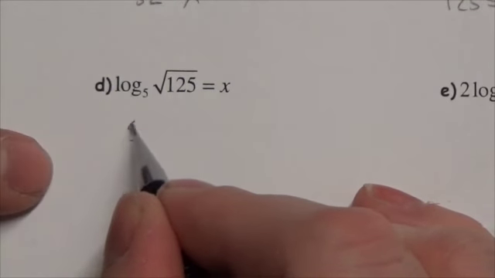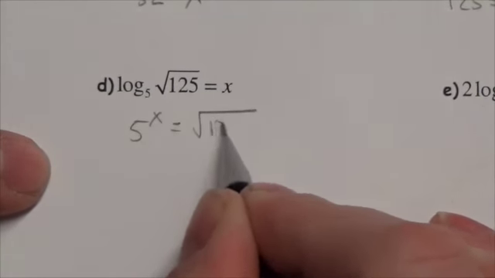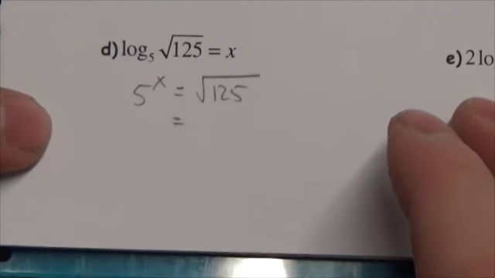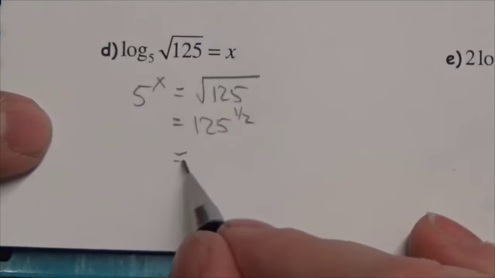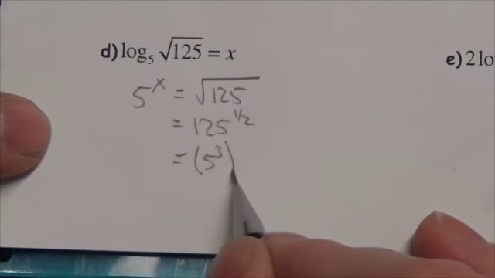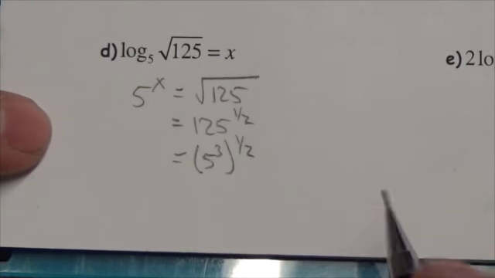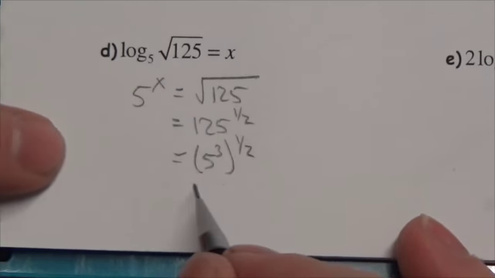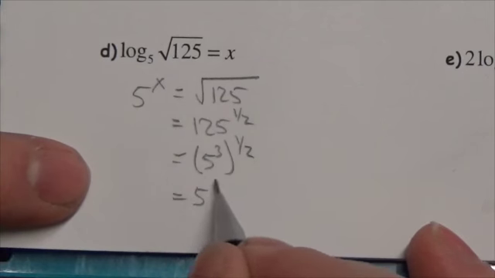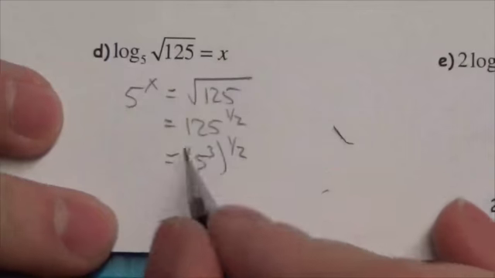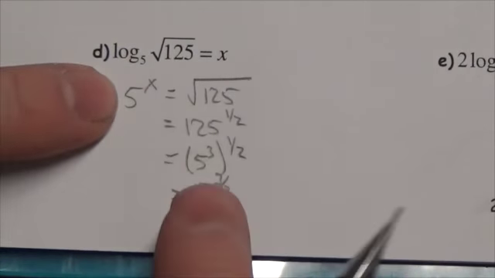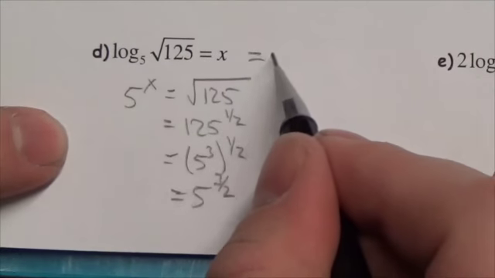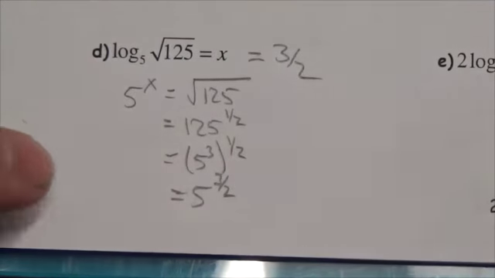So let's make this 5 to the x is equal to the square root of 125. I know that the square root is going to introduce an exponent of a half. And then I know that 125 is going to be 5 cubed. So I've got 5 cubed to the 1/2. So this really becomes, when you multiply the exponents together, 5 to the 3/2. Powers are the same, bases are the same, so this must in fact be 3/2.